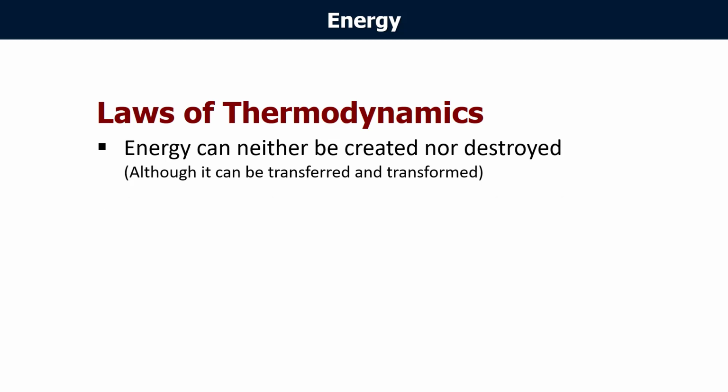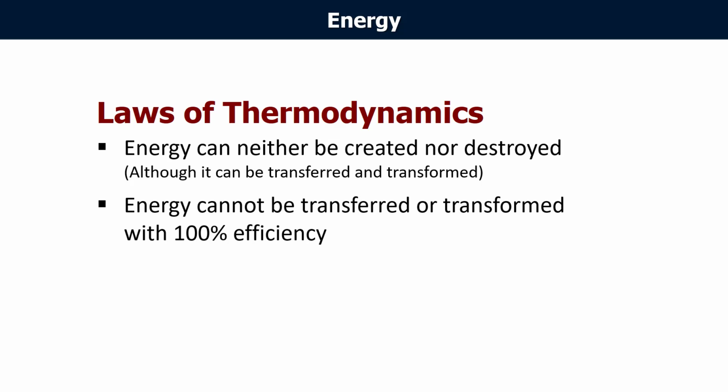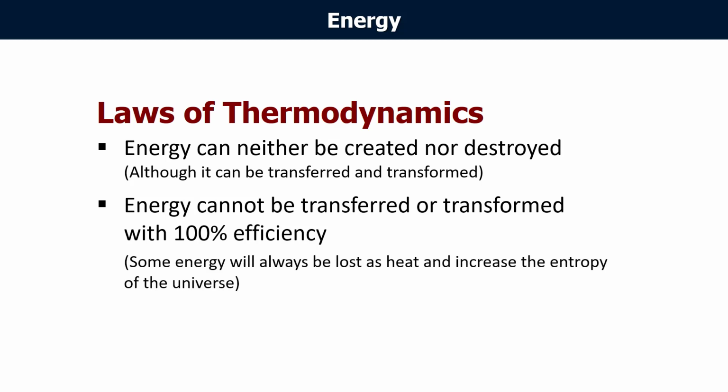The second law of thermodynamics says that energy cannot be transferred or transformed with 100% efficiency. In other words, some energy will always be lost as heat and increase the entropy of the universe. Entropy refers to the disorder, the disorganization, the randomness. So if we go back to the bow and arrow, it says that we have a certain amount of potential energy in the bow when it's drawn, which we just said we're going to pass or transfer to the arrow.